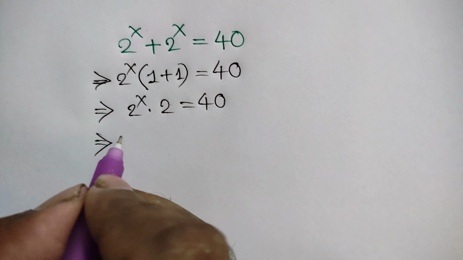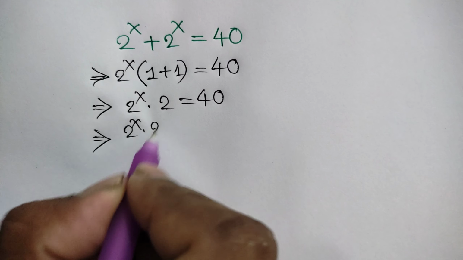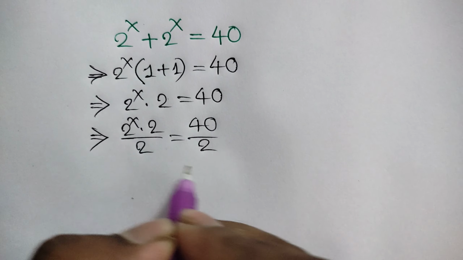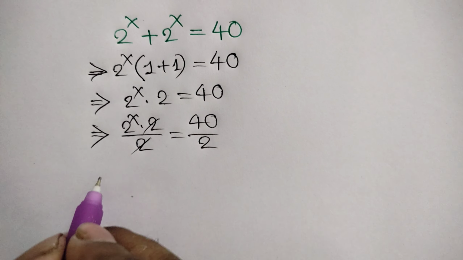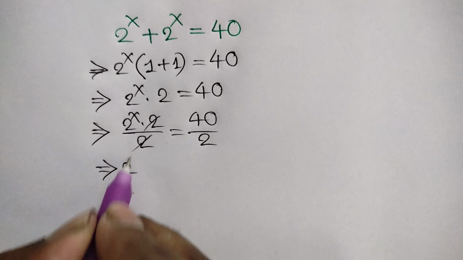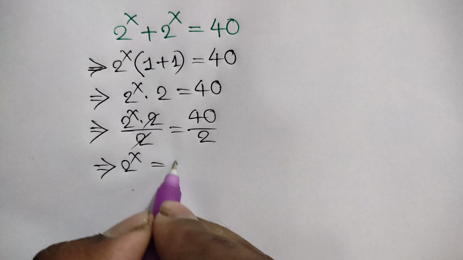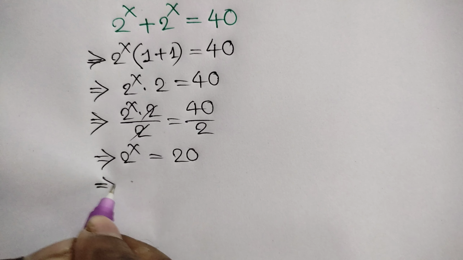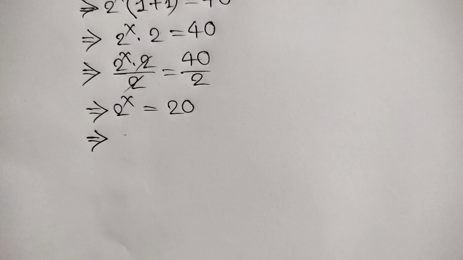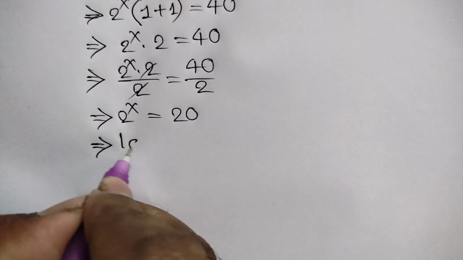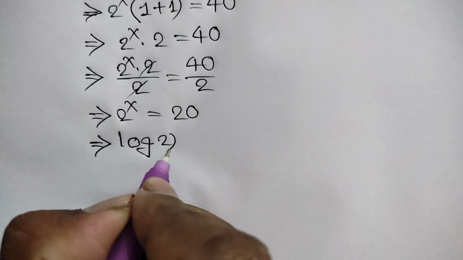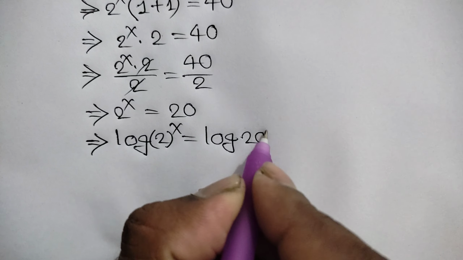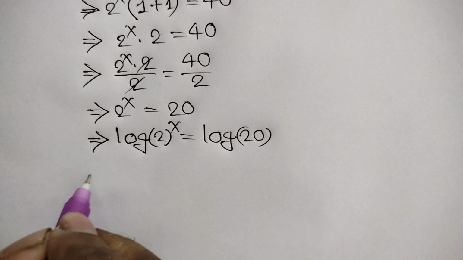Now dividing both sides by 2, we can write 2 to the power x times 2 over 2 is equal to 40 over 2. This 2 cancels this 2, so here we will get 2 to the power x is equal to 40 over 2, which is 20. Now taking log on both sides, we can write log of 2 to the power x is equal to log of 20.